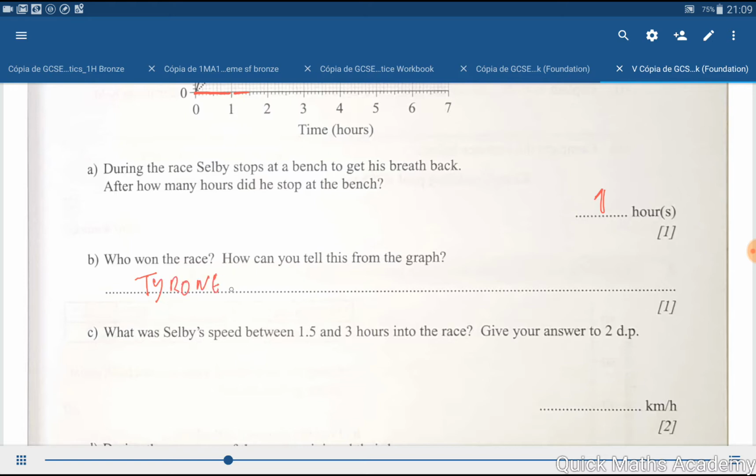How can you tell from the graph? Well, he finishes in less time.